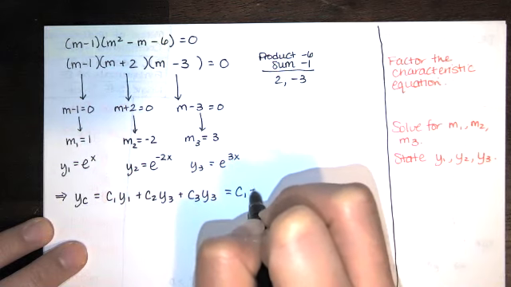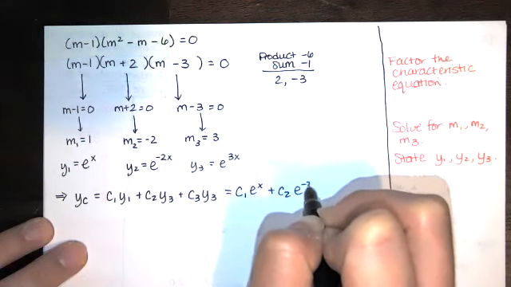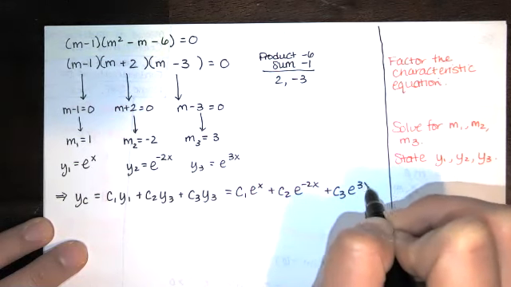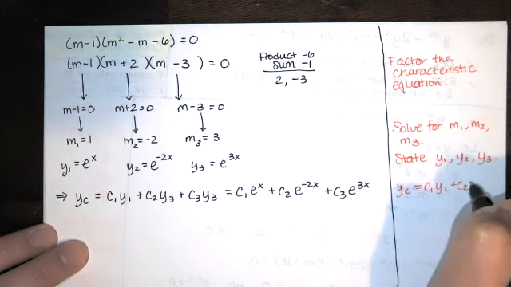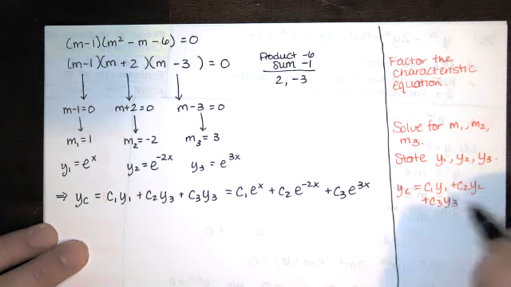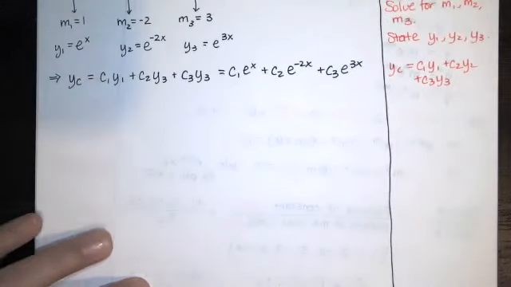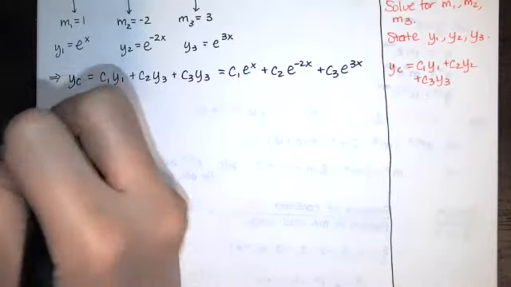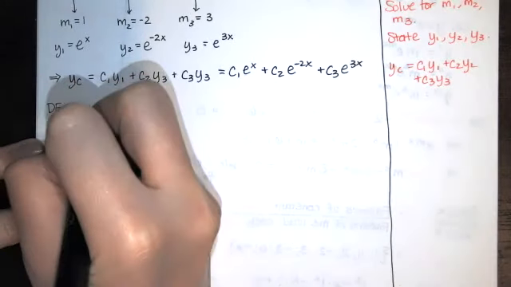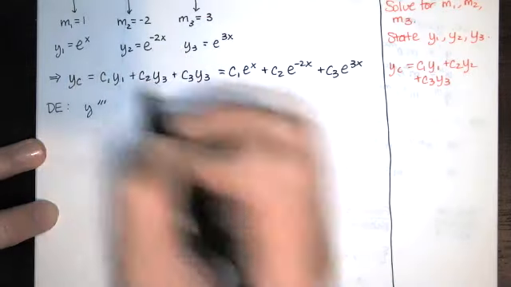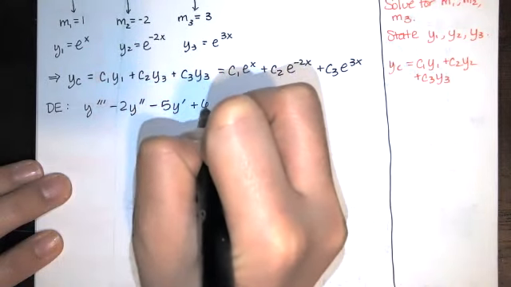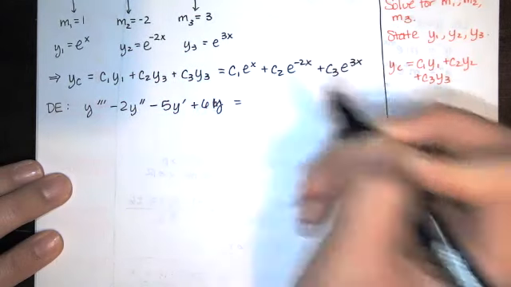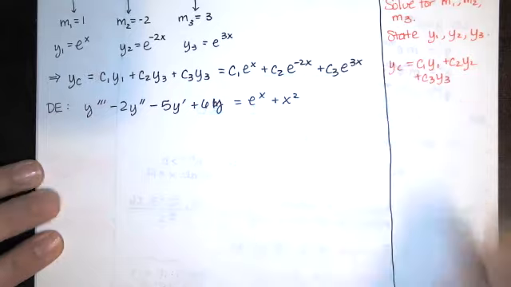which in this case is a constant times e to the x plus a constant times e to the negative 2x plus a constant times e to the 3x. Okay, so that is the homogeneous part. Now we want to go back to the non-homogeneous part. So we had this differential equation. Oops, it's not an m, it's a y. Equals that.